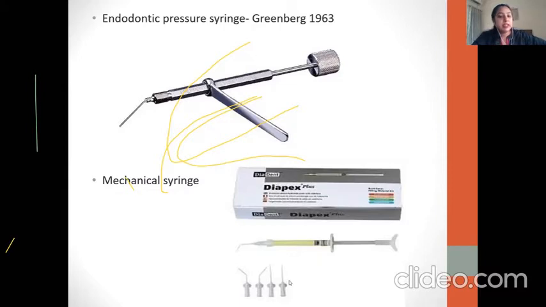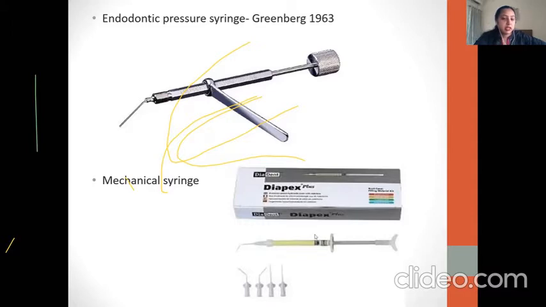As you can see, there are disposable tips of these syringes. You use it for one patient and you remove it. In the next patient, you add a new tip to it. That is how you control the infection from one patient to another patient.